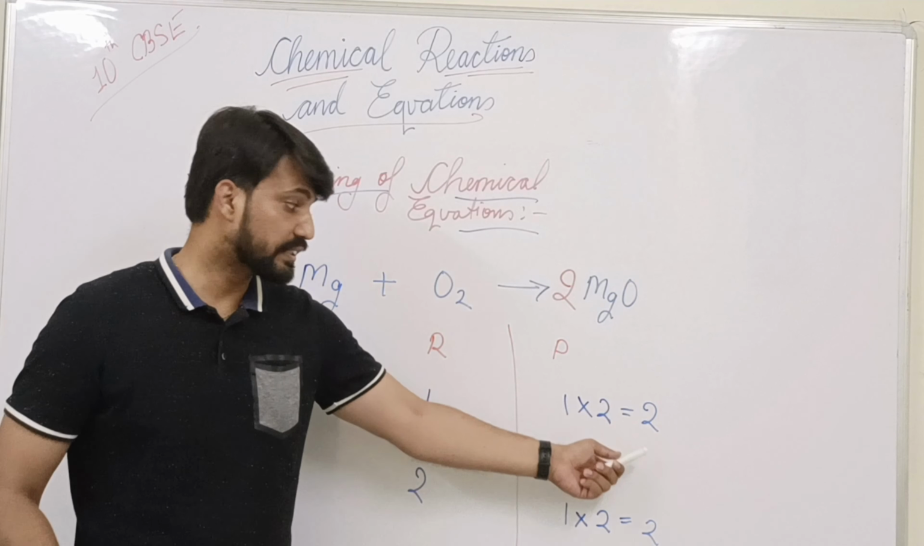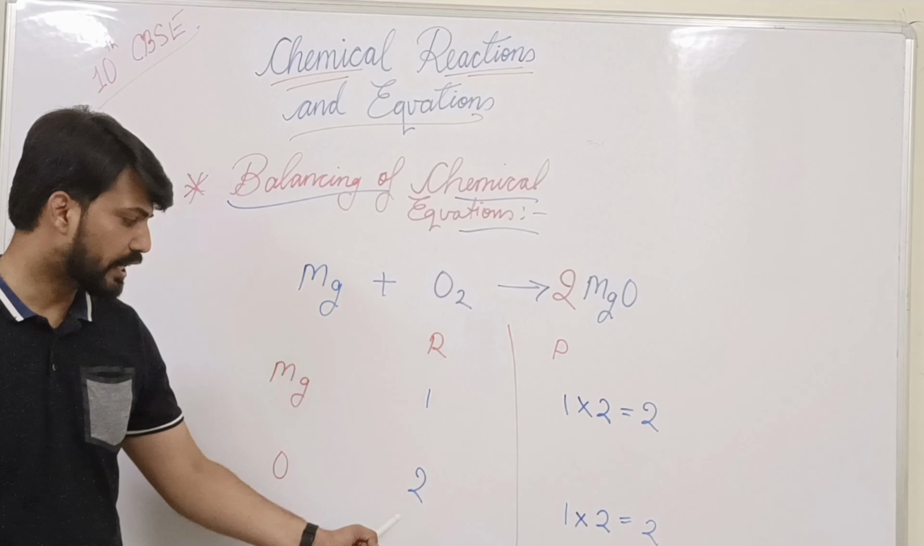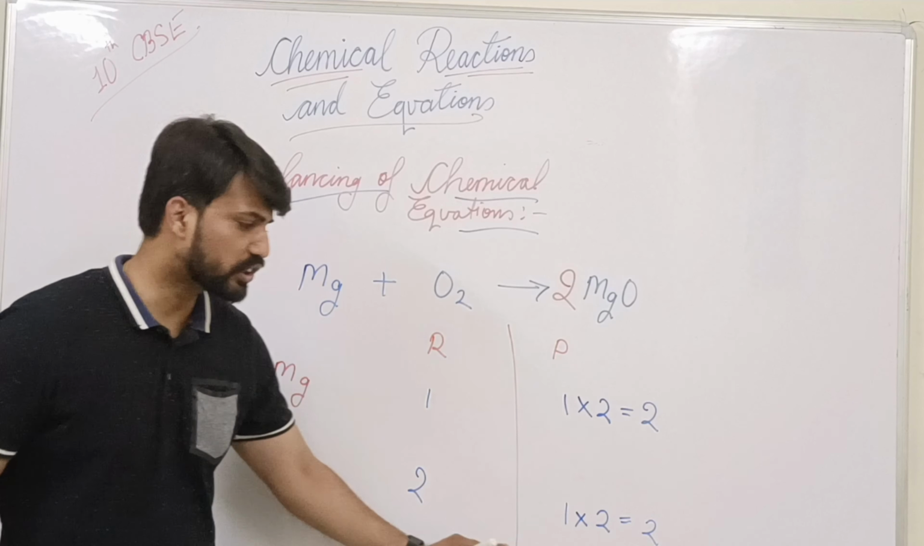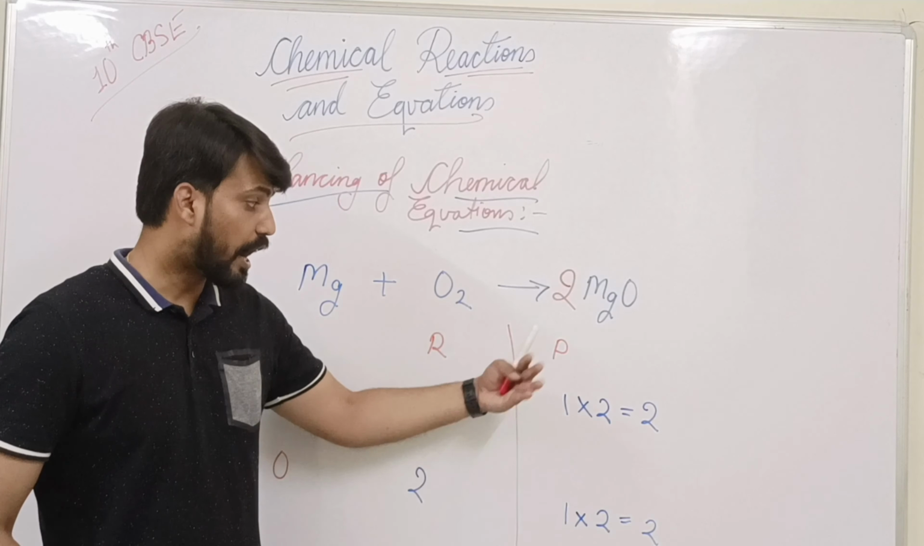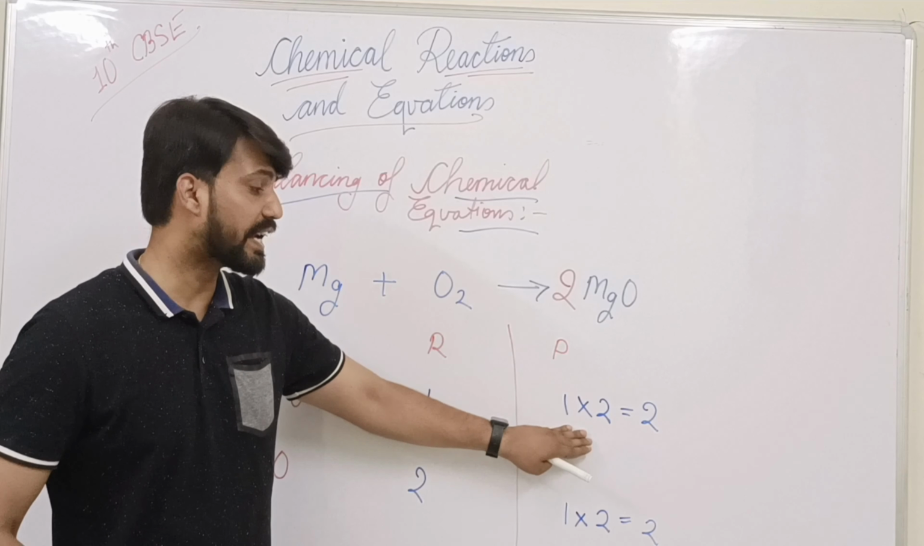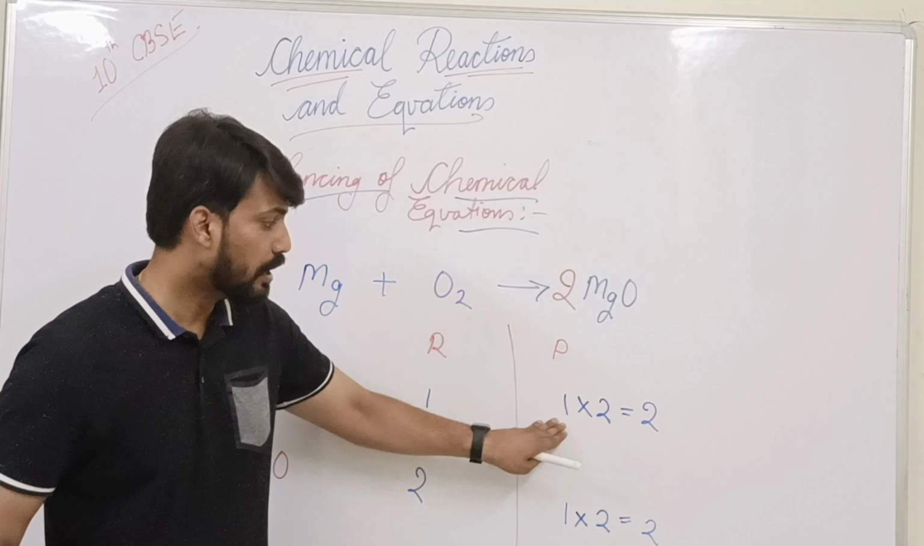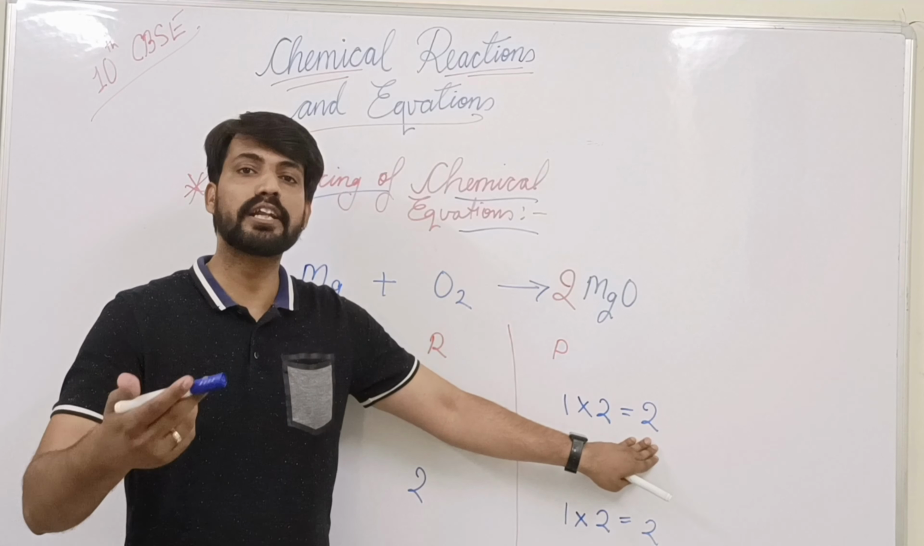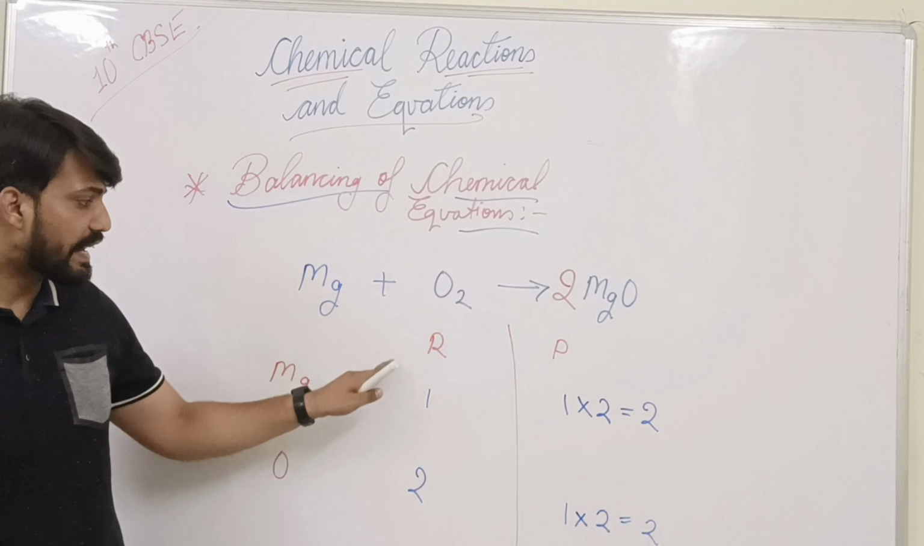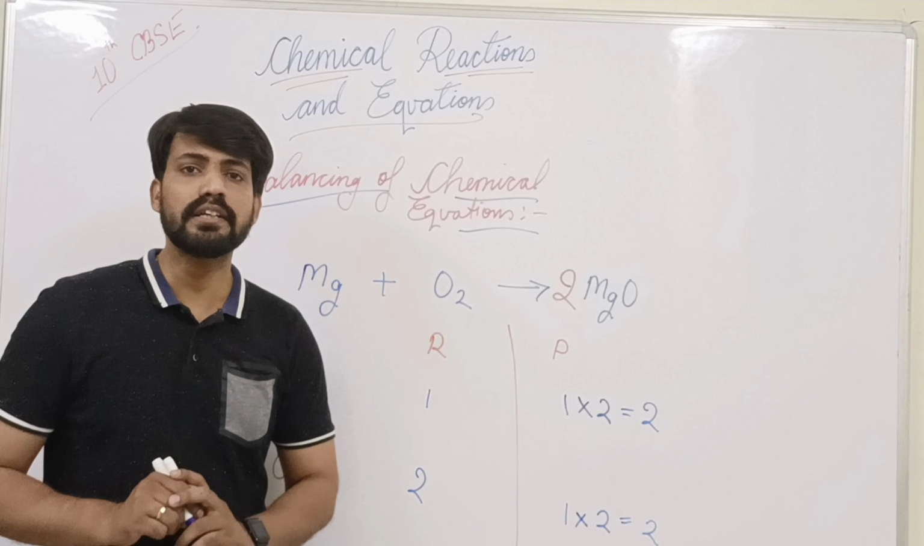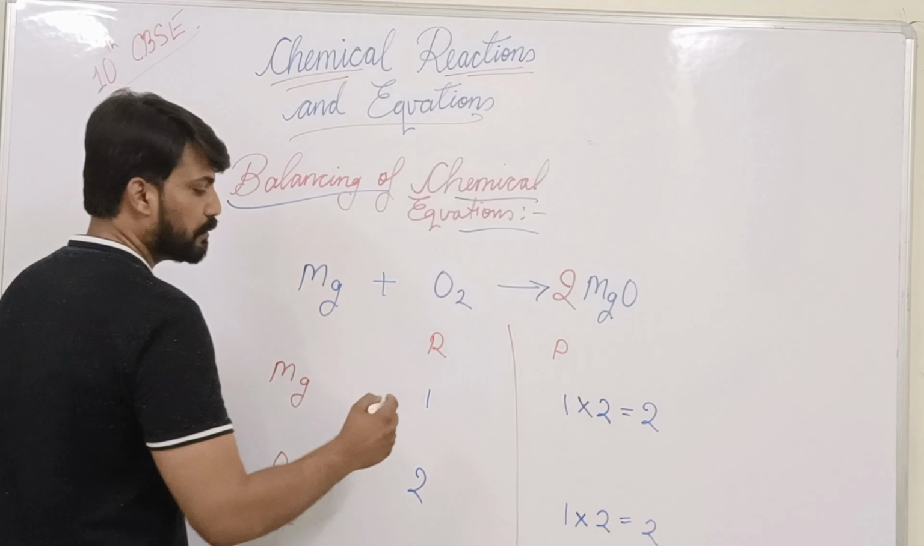So on the product side oxygen is 2 and on the reactant side oxygen is 2, which means the oxygen part is balanced. But after balancing the oxygen our magnesium got unbalanced, because 1 into 2 turns to be 2 atoms of magnesium, whereas on the reactant side it is only 1. So again I need to multiply it by 2.